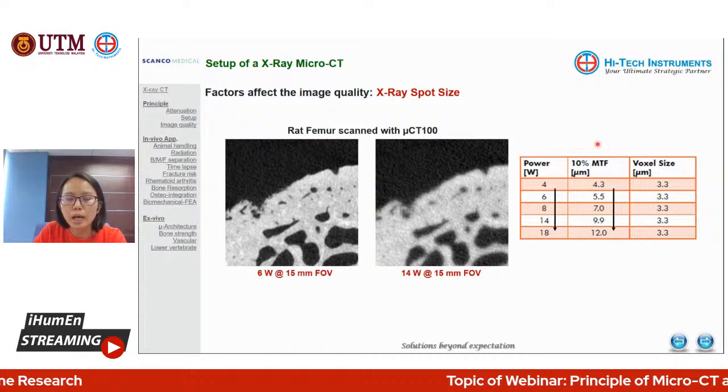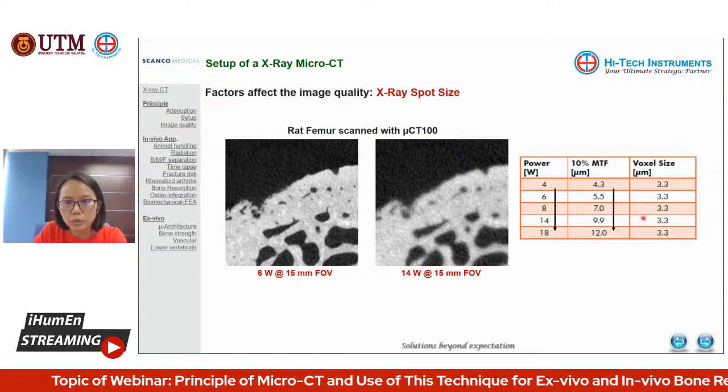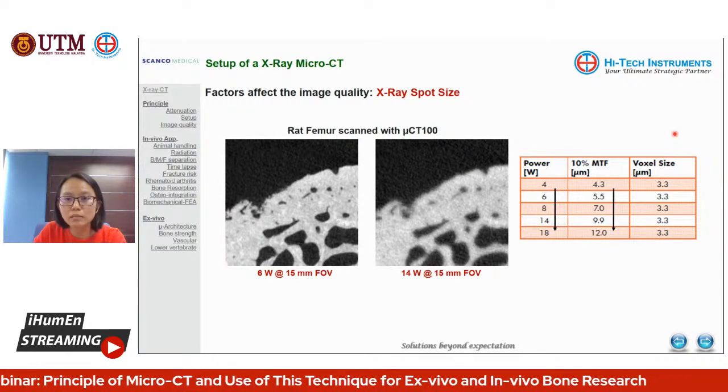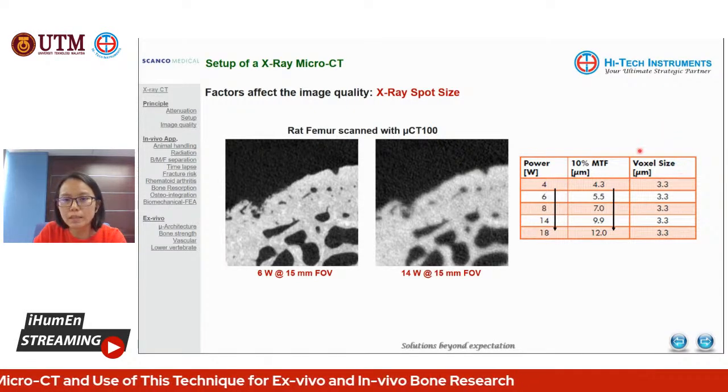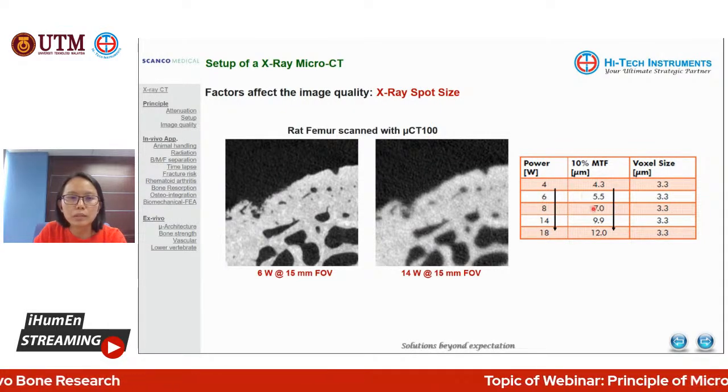And the MTF, we call it the effective resolution. So even though the voxel size, which I'm also going to talk about, the voxel size being the pixels of the detector, remains the same, the spot size affects directly the resolution or the quality of the image.